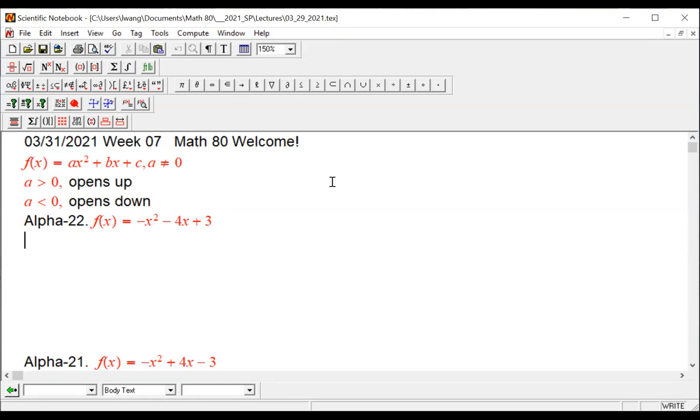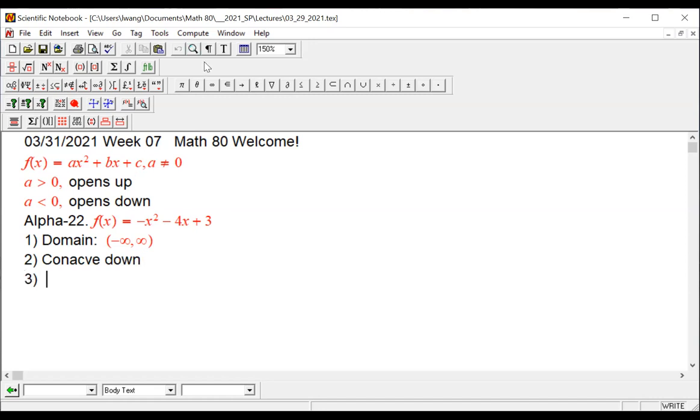Okay, so let's go down the list to work this out. Domain, what is a domain? Are you guys bored? Hope not. Every question I put in here has a lot of similarity, but there are also some nuances, especially from a completing the square perspective. You're going to have a few changes, and I hope this will enhance your algebraic skill. And obviously this is concave down. We go down this list very quickly. Number 3, y-intercept.